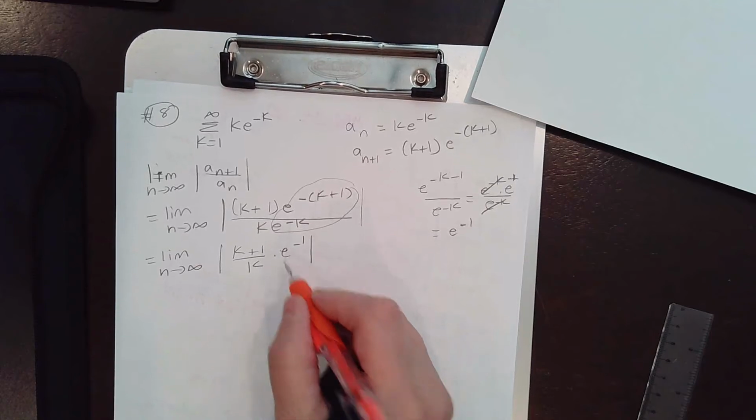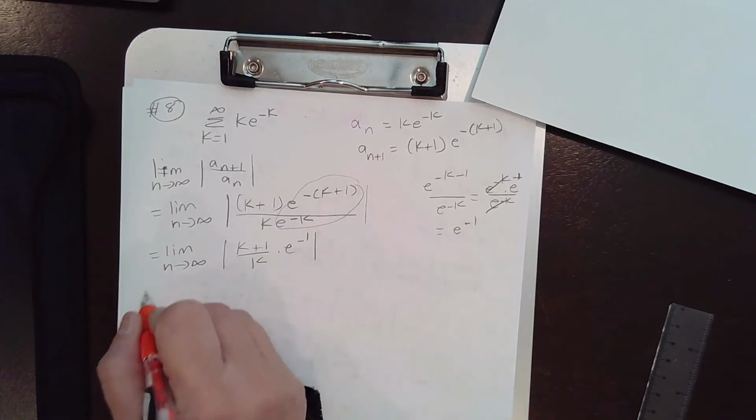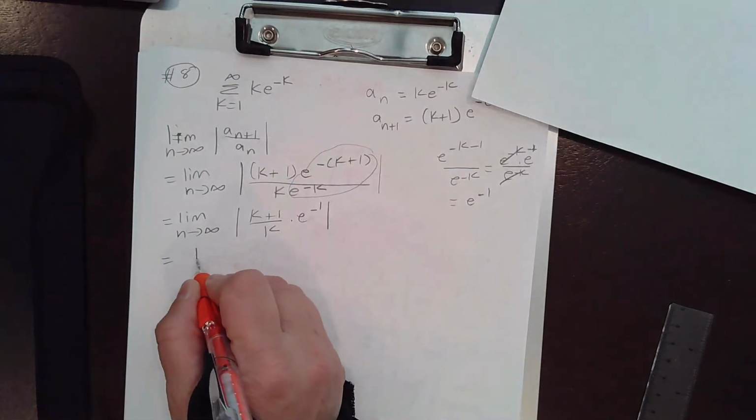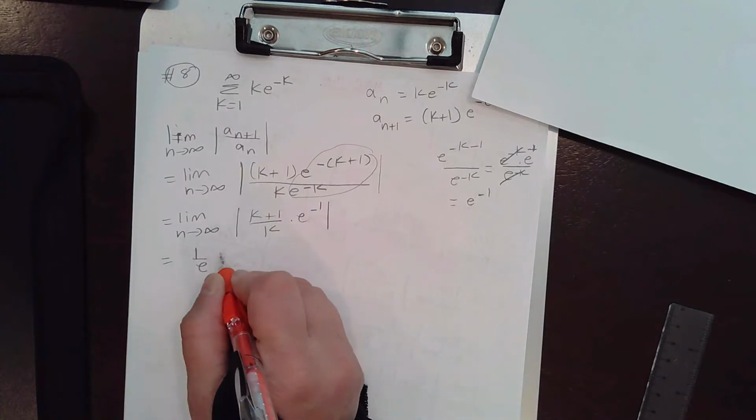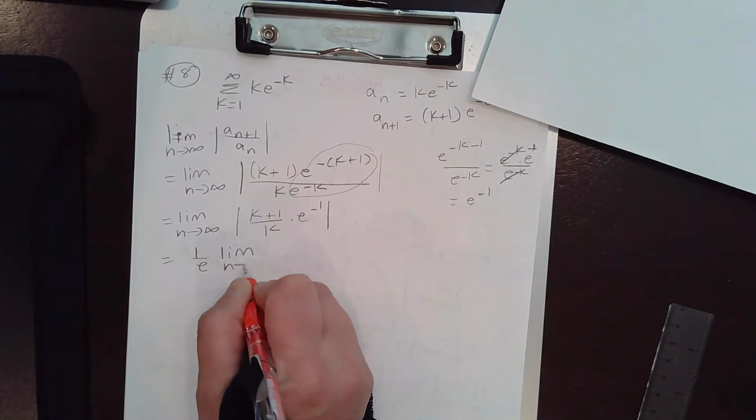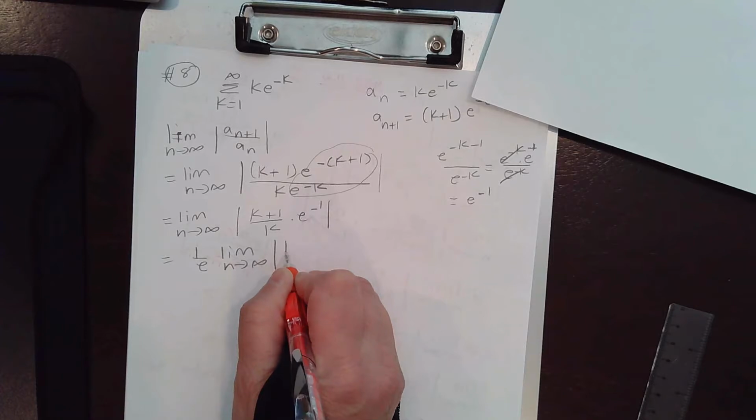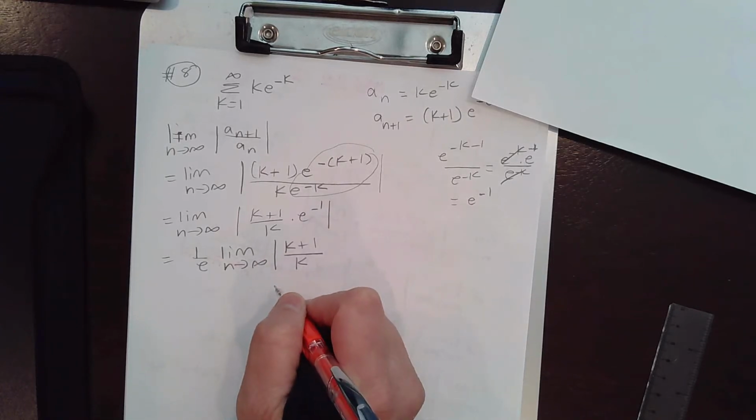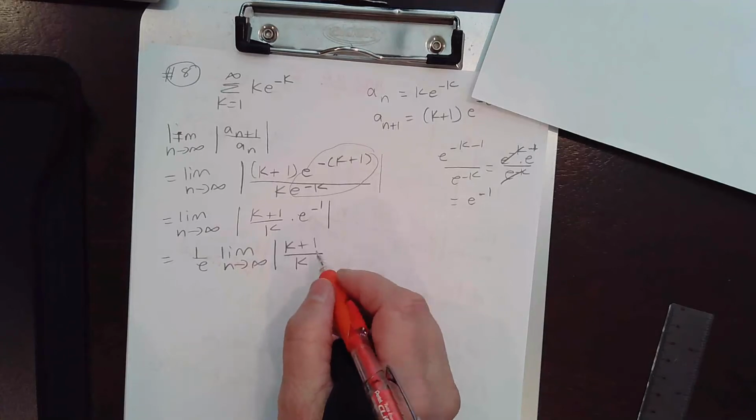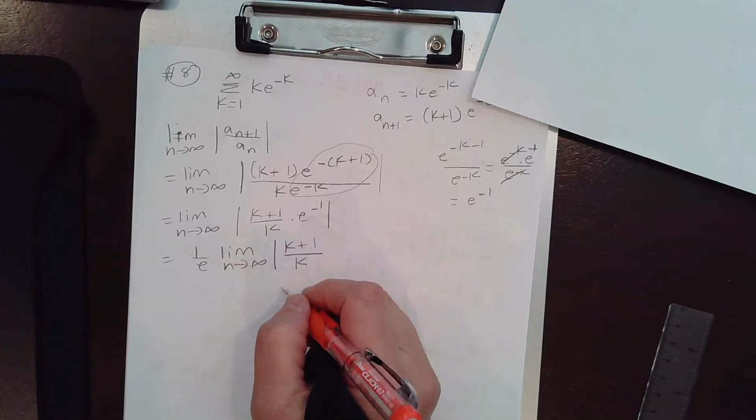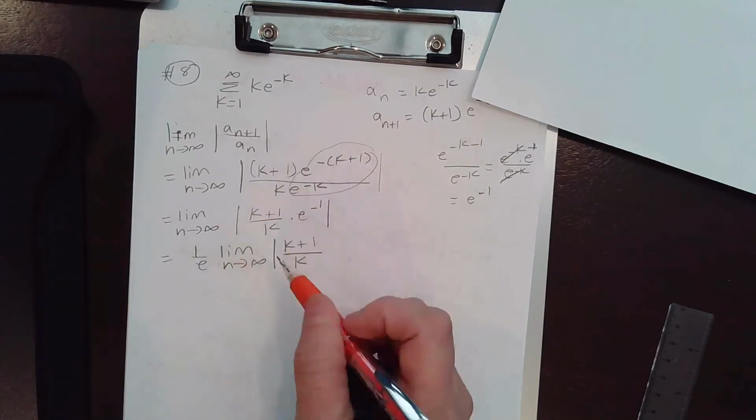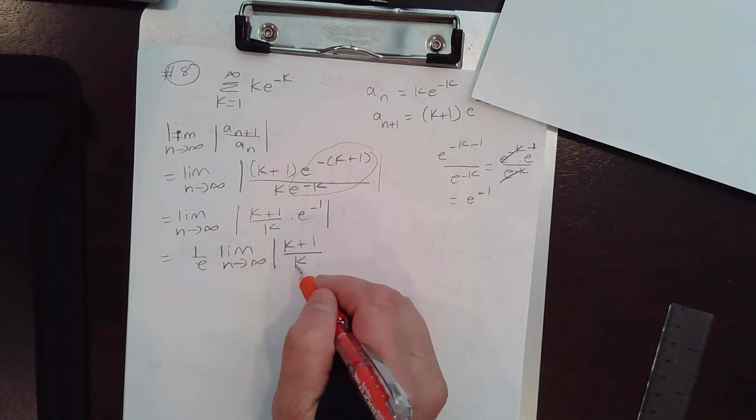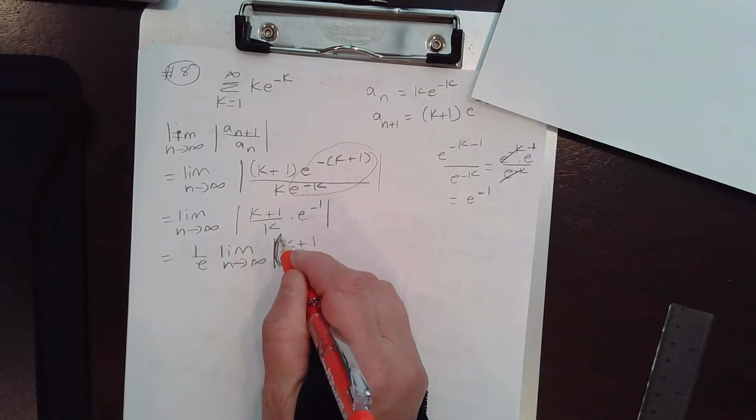Remember, e is just a number. We can pull it out. That's 1 over e, the limit as n approaches infinity of k plus 1 over k, right? K is positive. It's from 1 to infinity. So this is going to be positive. This is positive. You don't need to put the absolute value anymore.